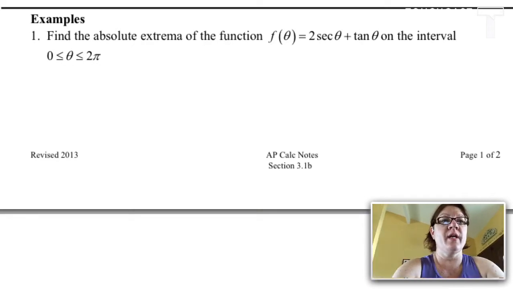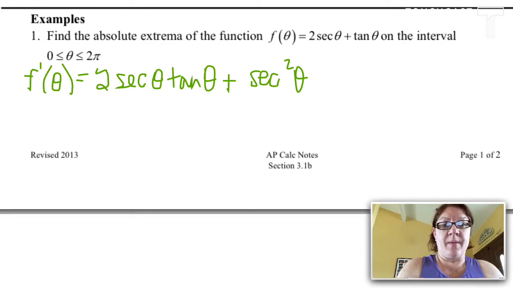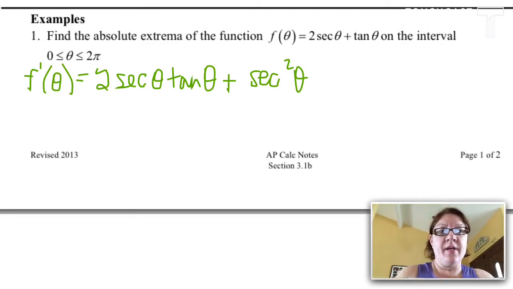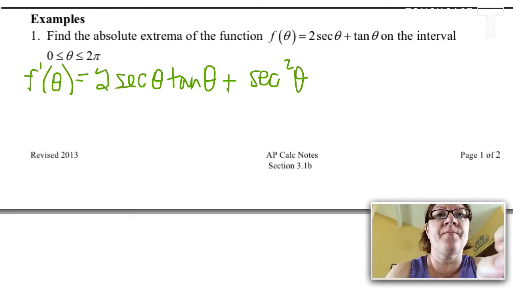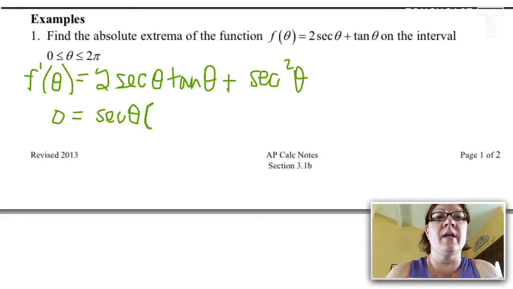So of course the first thing I have to do is take the derivative. I bet you stopped that video and you did that all by yourself, didn't you? Good job. And so I'm going to start by setting it equal to 0 because I want to see when the slope is 0. I would have, of course, a horizontal tangent line. And I notice, I spy with my little eye, that I can factor out a secant.